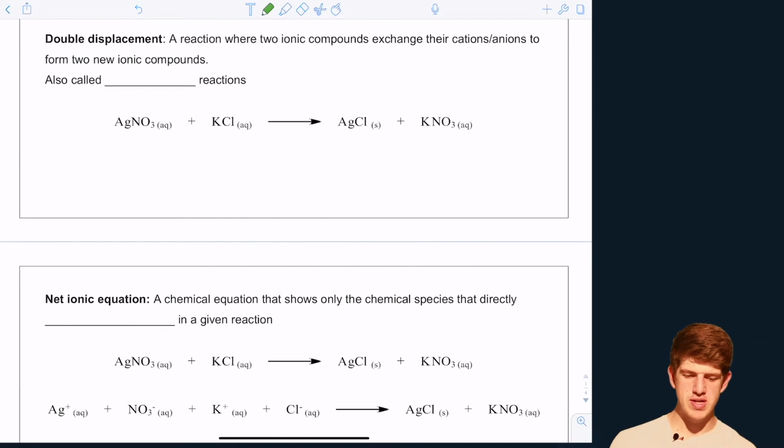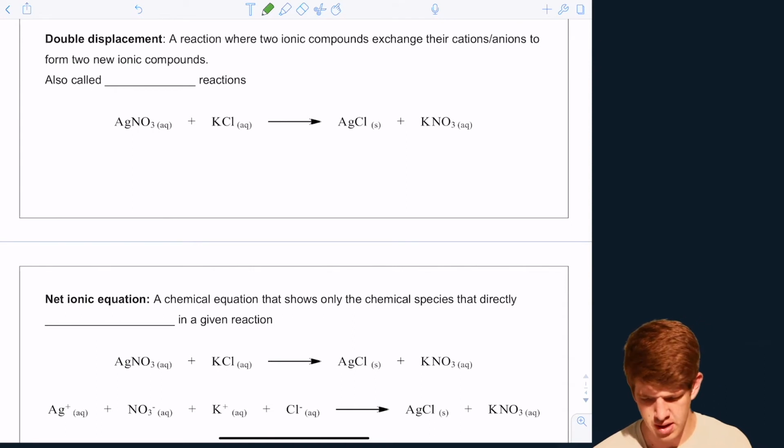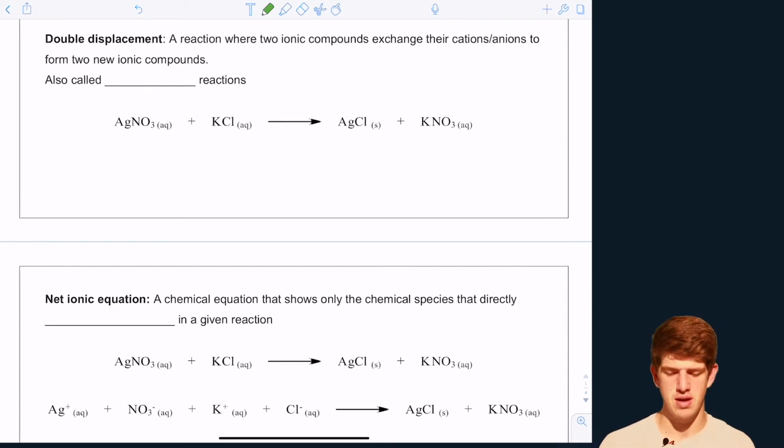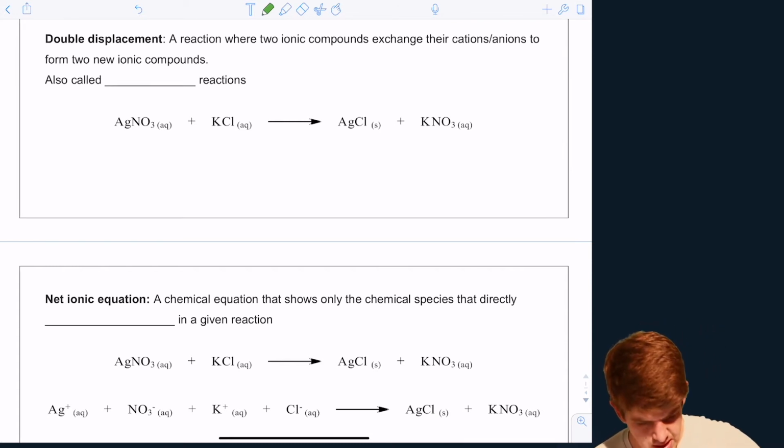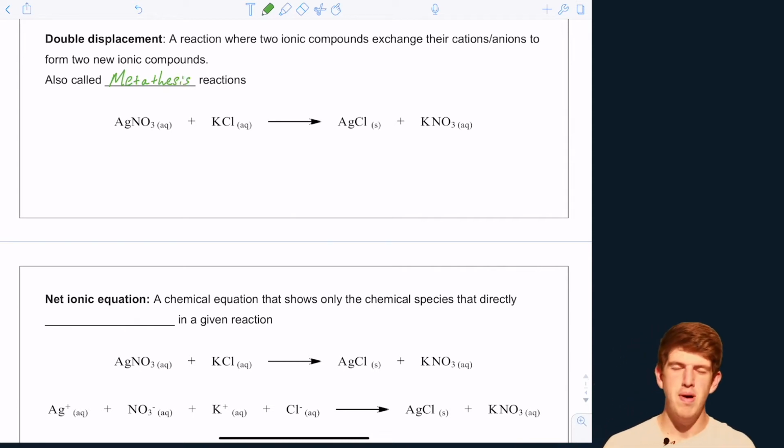All right, so now let's focus on double displacement reactions. Double displacement reactions are reactions where two ionic compounds exchange their cations and anions to form two new ionic compounds. These are also called metathesis reactions, and it's a popular way to refer to double displacement.